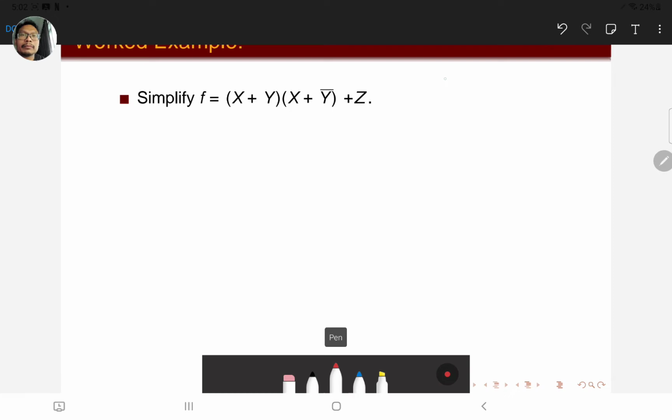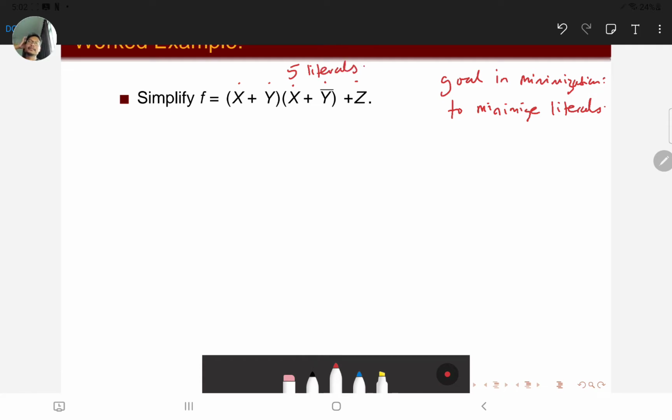First of all, what is the goal in minimization? To minimize literals. In this case we have 1, 2, 3, 4, 5, so here we have 5 literals. Can we minimize the number of literals as much as possible? Let's see how many literals we can get.